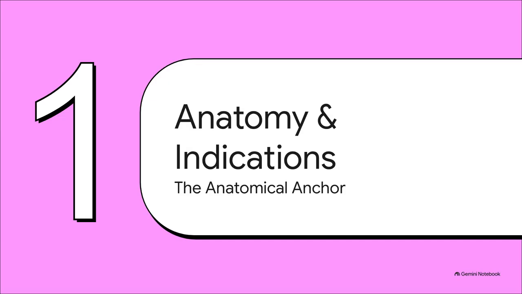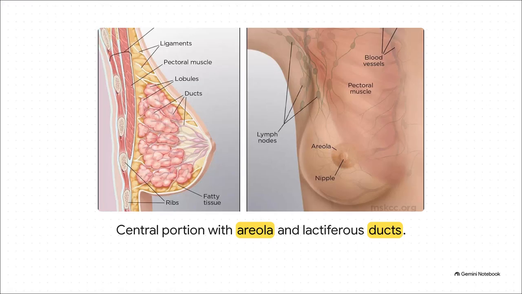All right, let's kick things off with Section 1, the anatomical anchor and surgical indications. When we think about the central portion of the breast, our minds usually go straight to the lobes and ducts out in the subcutaneous fat, right? But for the codes we're tackling today, our focus is literally right beneath the skin at the central portion, specifically the areola and the nipple. Those little pathways right there, those are the lactiferous ducts.